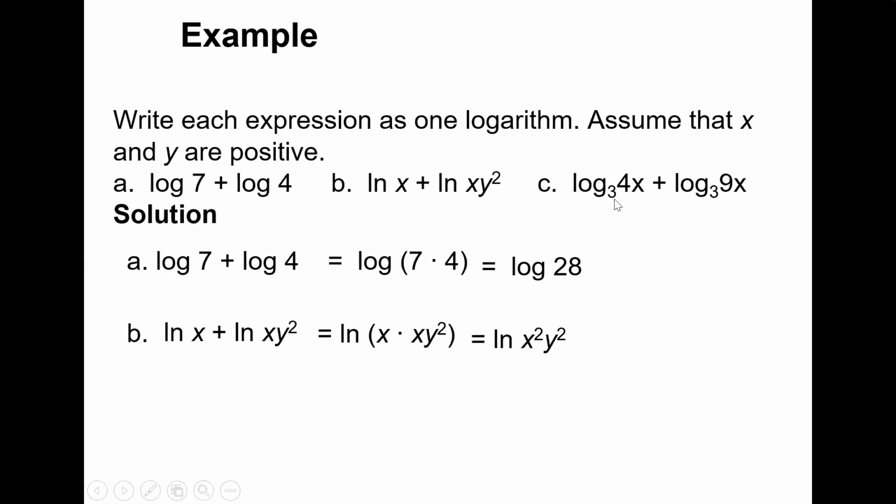And finally on this one, again, the key thing here is these have to have the same base. If they're not the same bases, you can't do this. So be aware of that when you're doing these. So here we're going to have 4 times 9 is 36, x times x, which is x squared.